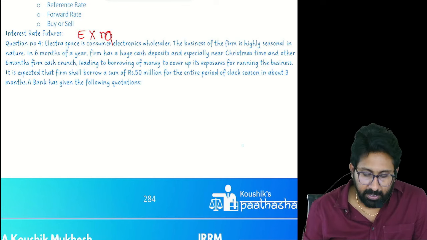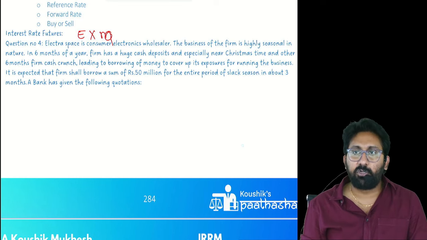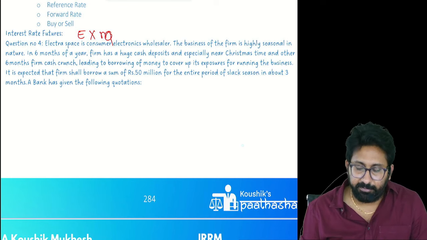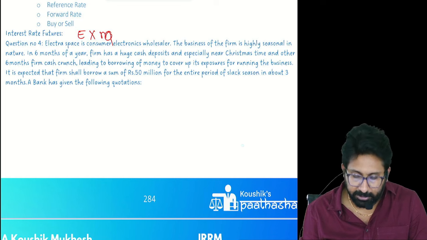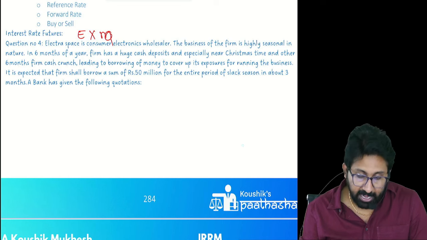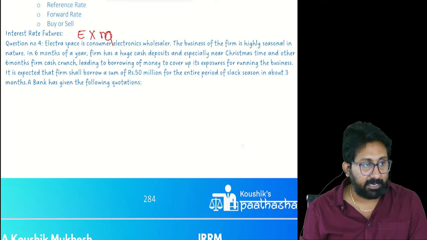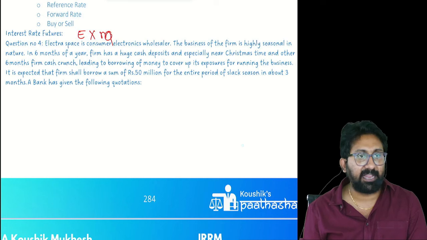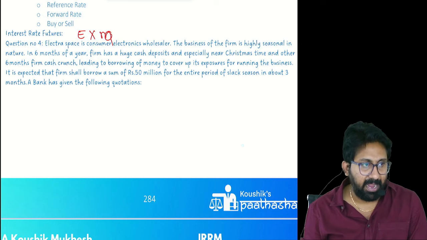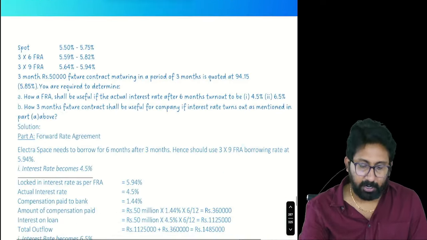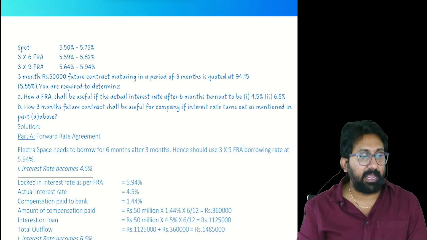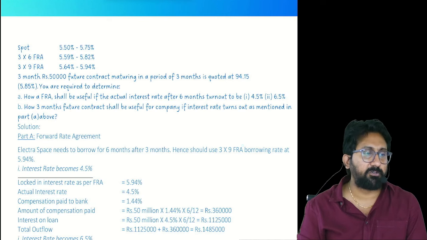Let us read the question. Electra Space is a consumer electronic wholesaler. The business of the firm is highly seasonal in nature. In 6 months of a year, the firm has a huge cash deposit, especially near Christmas time, and in the other 6 months, the firm has a cash crunch, leading to borrowing of money to cover its exposures for running the business. It is expected that the firm shall borrow a sum of rupees 50 million for the entire period of the slack season in about 3 months. A bank has given the following quotations: spot, 3x6 FRA, 3x9 FRA, 3 month rupees 50,000 future contract.